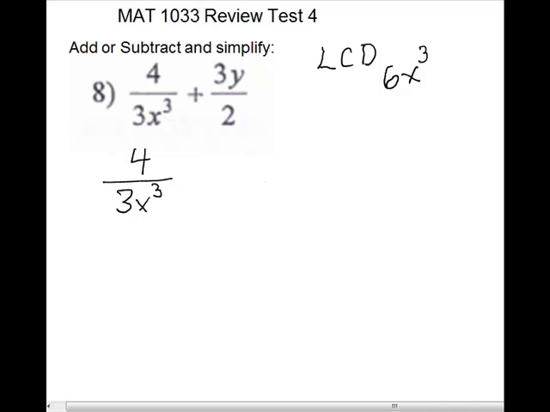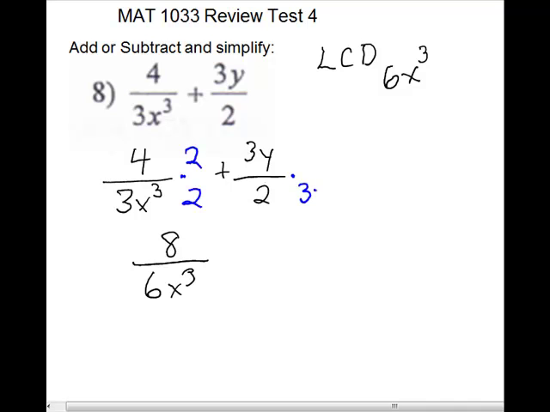So our first fraction is missing a 2 to get the 6, and it's okay with the x cubed. So we have 8 over 6x cubed. For our second fraction, bring it down, and we have 2. We would like 6x cubed. So it is missing a 3x cubed. Put it on numerator and denominator, and that gives us a 9x cubed y over 6x cubed.